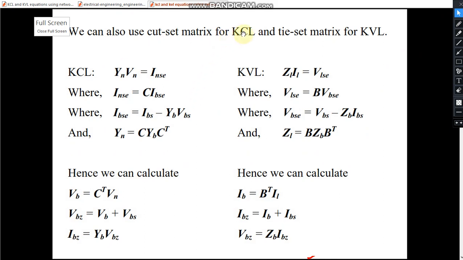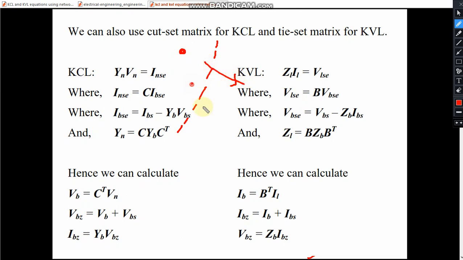Now instead of using matrix A, we can also use matrix C for nodal analysis. Similarly, for loop analysis, instead of using matrix L, we can use matrix B. B is the tie set matrix and C is the cut set matrix. So instead of applying KCL at a node, we can apply KCL at a cut set. What is the meaning of applying KCL at a cut set? The algebraic sum of the currents leaving a cut set is 0.